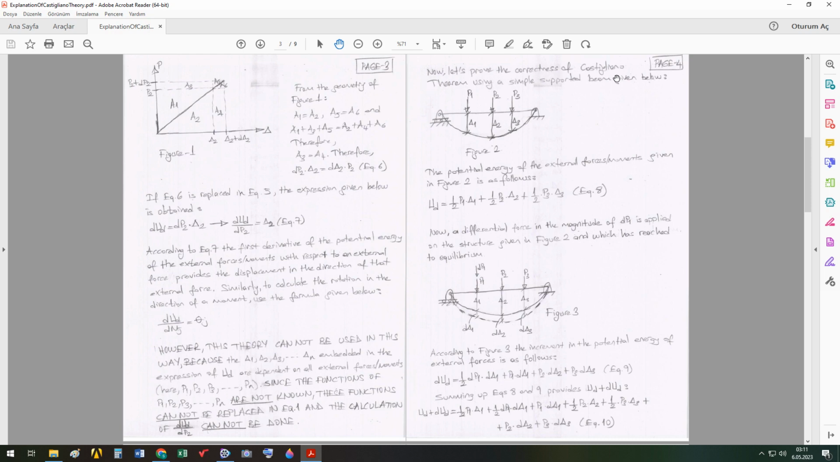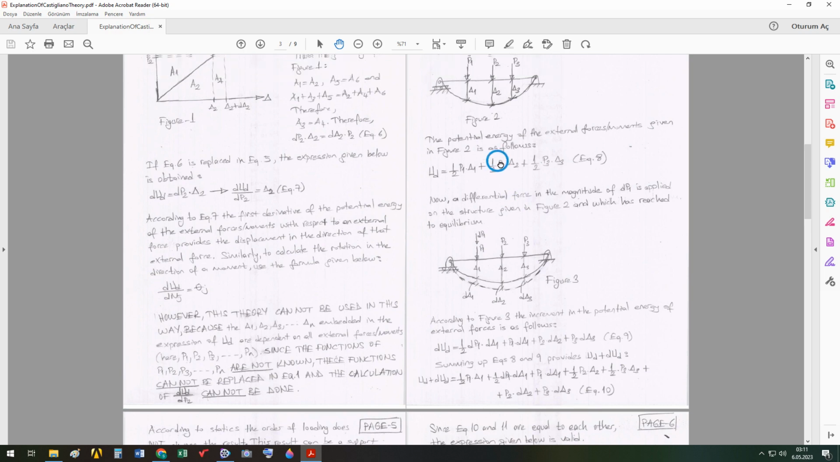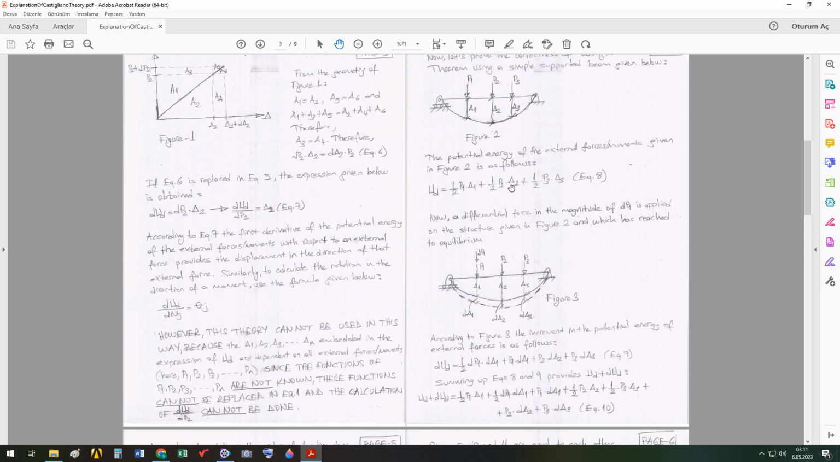Now let's prove the correctness of Castigliano's theorem using a simply supported beam given below. This simply supported beam is a body used in strength of materials, and it's a subject of civil engineering. There are three loads applied to it, and you see the displacement in the direction of these forces. The potential energy of the external forces and moments given in the figure are as follows. Everyone will understand, it's easy, nothing changed. Although the shape of the body changed, the potential energy of external forces is the same.